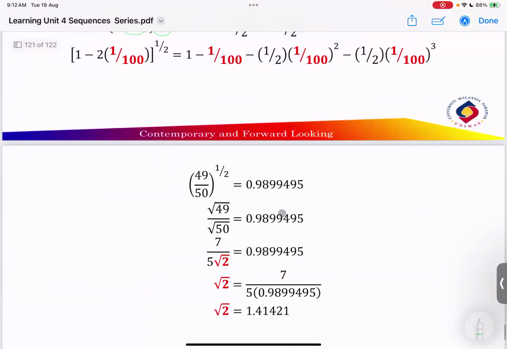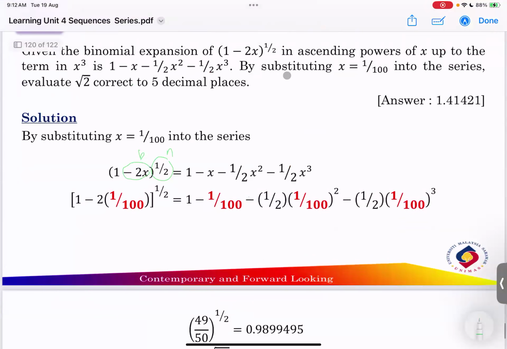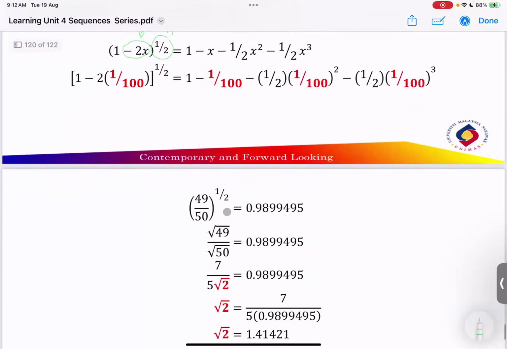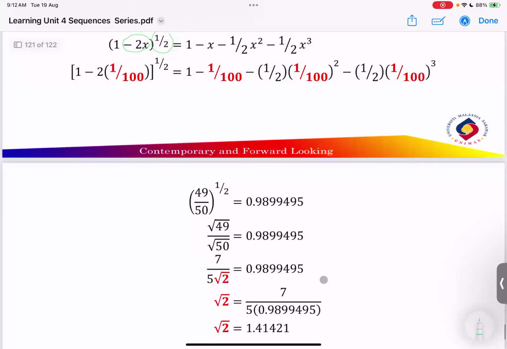Okay, so this formula is actually quite special, by using this one. Okay, all right, so by substituting x equal to 1 over 100 into the series, you need to substitute into the series. After you substitute, you can see here, you get this value. Okay, you try this question. This one is more challenging because this one is a problem solving question.